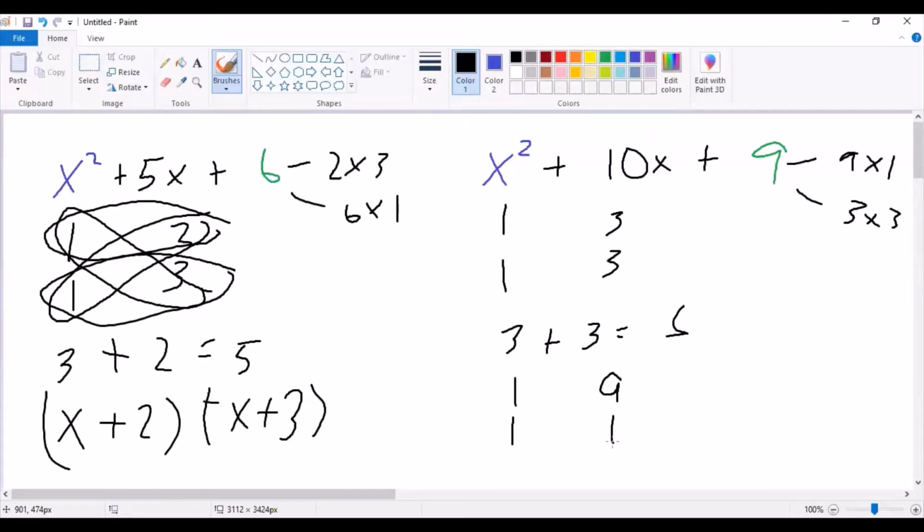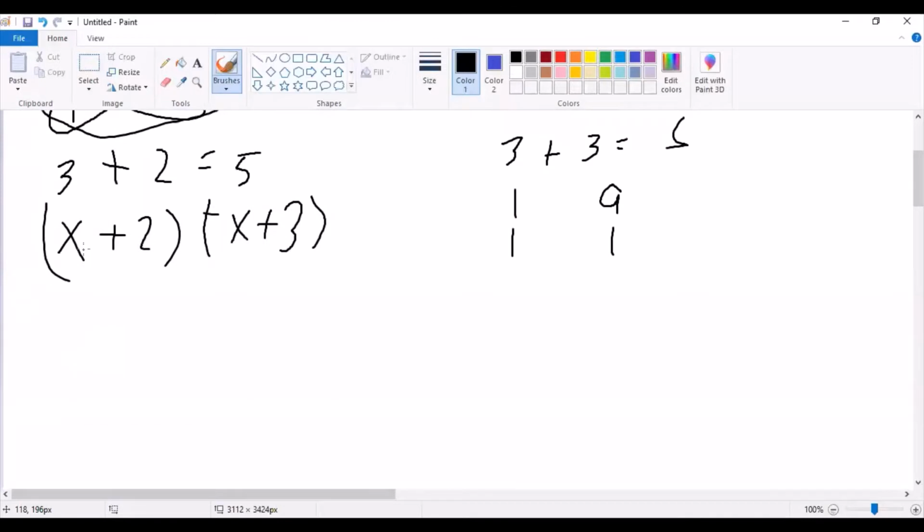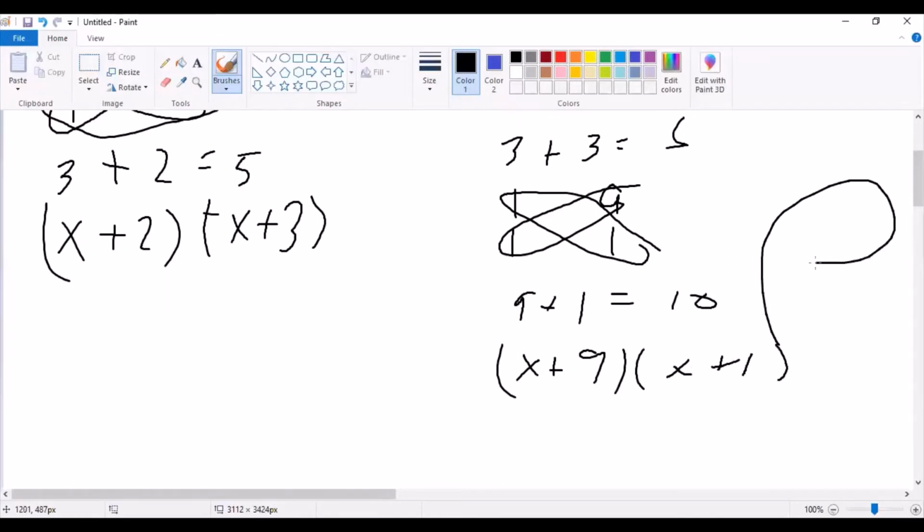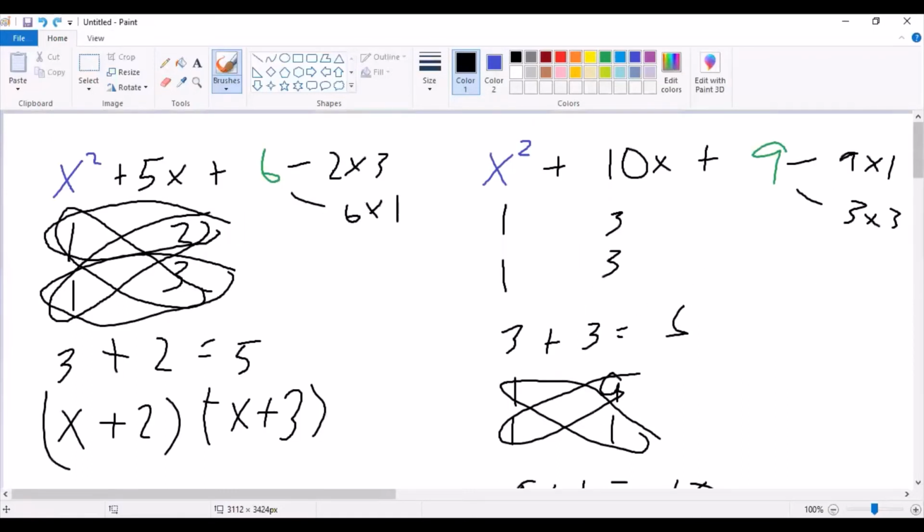And that's actually going to cross multiply to give us 9 plus 1, and we do it diagonally. That's equal to 10. So our factor is going to look like x plus 9, and then x plus 1. And that's the factor for this question up above.